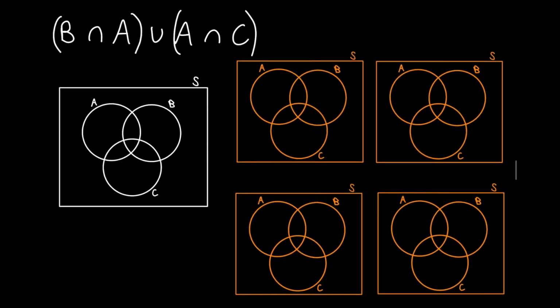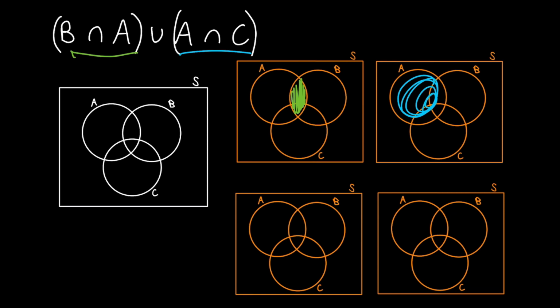Let's move on to another example. So here we have B intersection A union with A intersection C. First of all, we'll go and do B intersection A. So we know that B is all of this, and A is all of this. So the intersection is this space here. So that's done there.